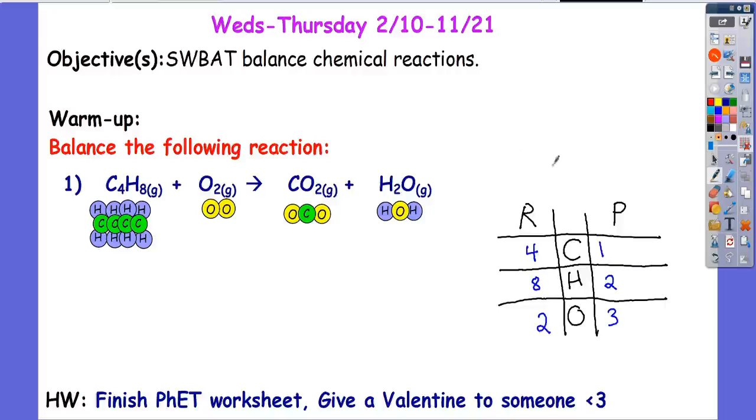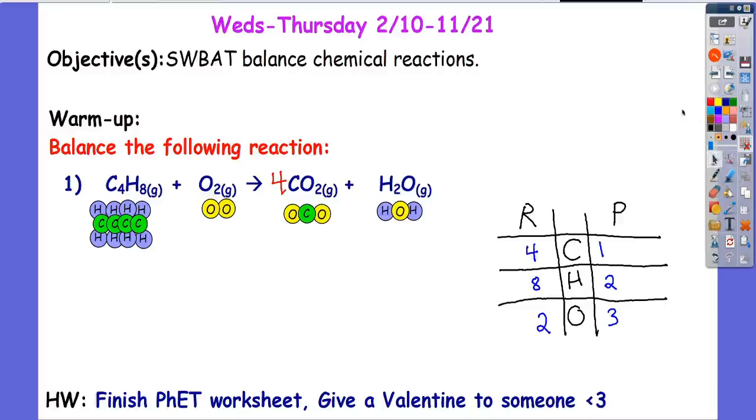So my first one I want to balance is my carbon. I have 4 on my reactant side and only 1 on my product side. So by making more molecules and writing a coefficient, remember, all you really need in your final answer is your coefficient. Your coefficient multiplies the subscript to get you your total. So if I only have 1 and I want to equal 4, something times 1 will equal 4 carbons. So that would be 4.